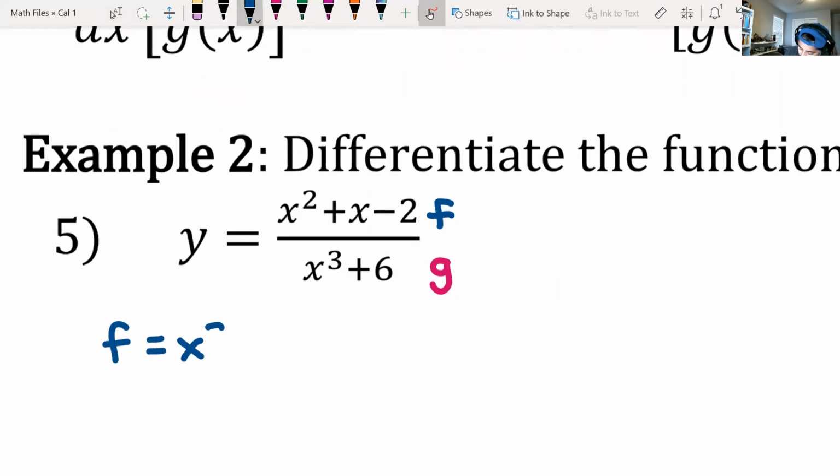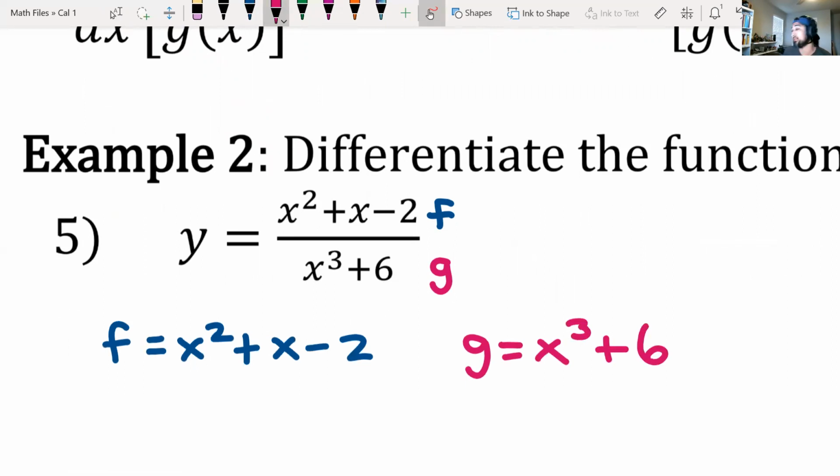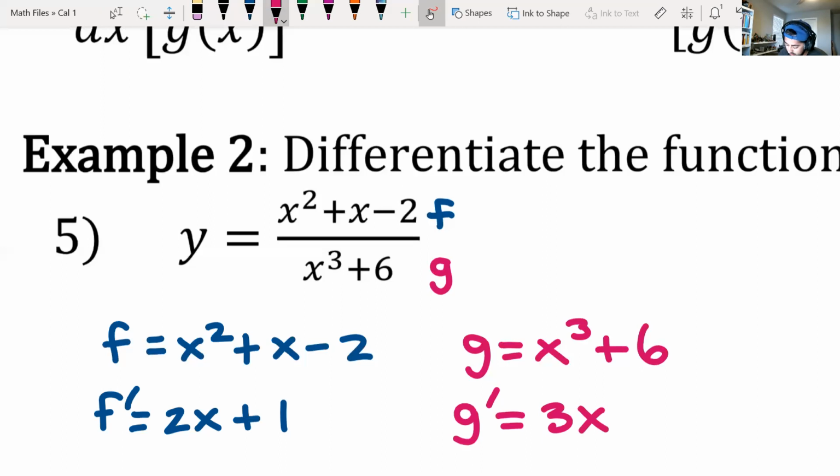F is x squared plus x minus 2. And g is x cubed plus 6. Take the derivative of f, and we get 2x plus 1. Take the derivative of g, and we get 3x squared.